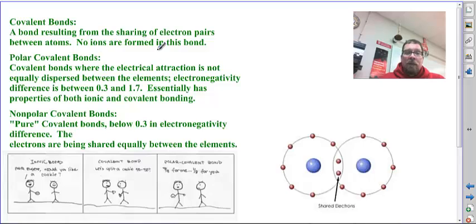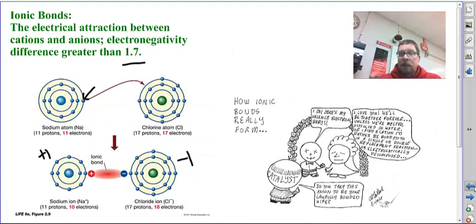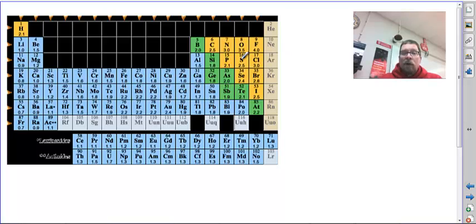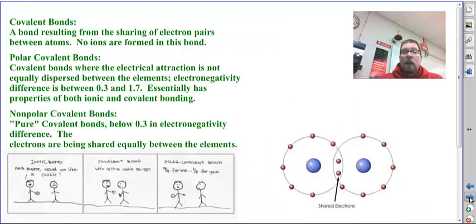Anyhow, as it says, a bond resulting from the sharing of electron pairs between atoms. No ions are formed in this bond because they wouldn't be. And remember, as we go back and take a look at it quick, you're looking at nonmetals. These things form anions, negative ions. They're not going to form an ion and bond to another negative. Things with the same ionic charge will not bind together. It's opposites that attract. Just ask my wife.